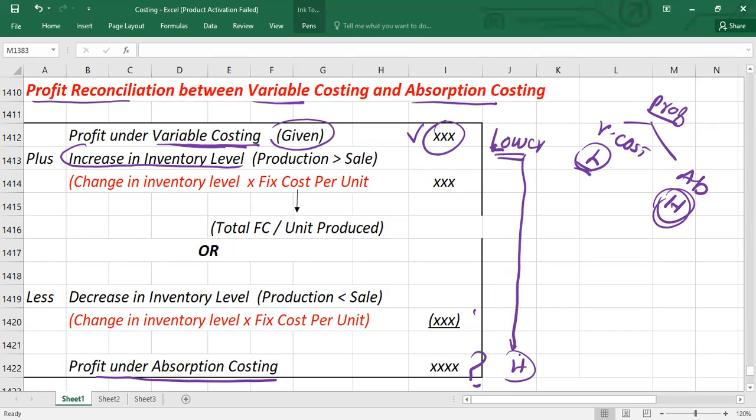Okay, so in that scenario, where you are facing the case of increase in inventory level, what you need to do is simply add. How will you get the value? You need the change in inventory level. For example, if your opening inventory is 100 units and closing inventory is 150 units, you can see it's an increase in inventory. The change in inventory level is 50 units, multiplied by the fixed cost per unit. Okay, fixed cost per unit you need.